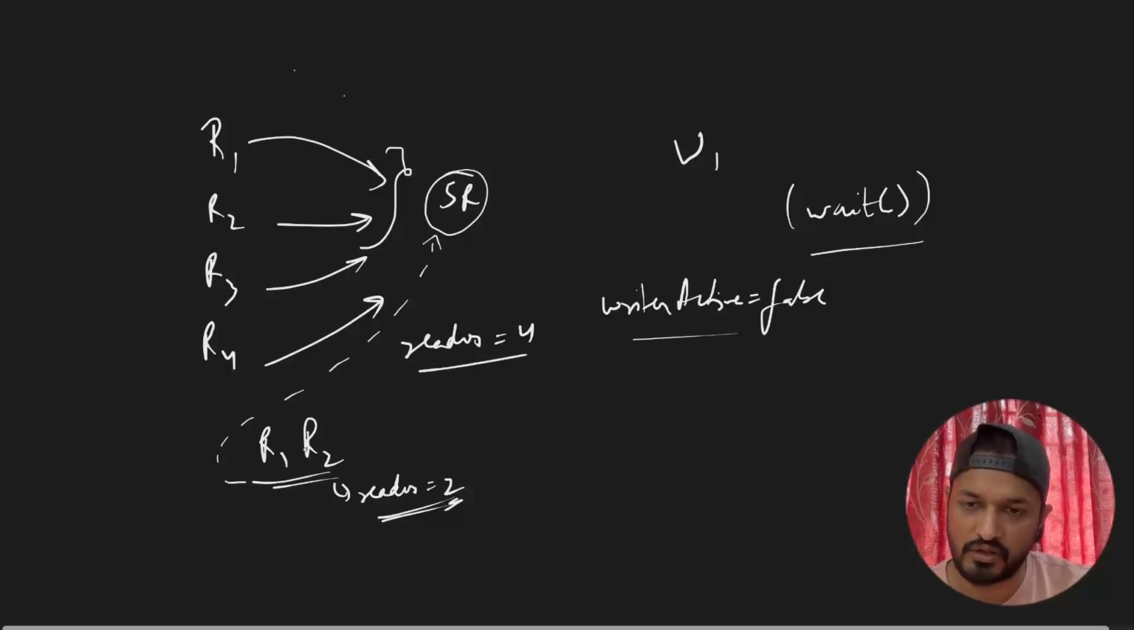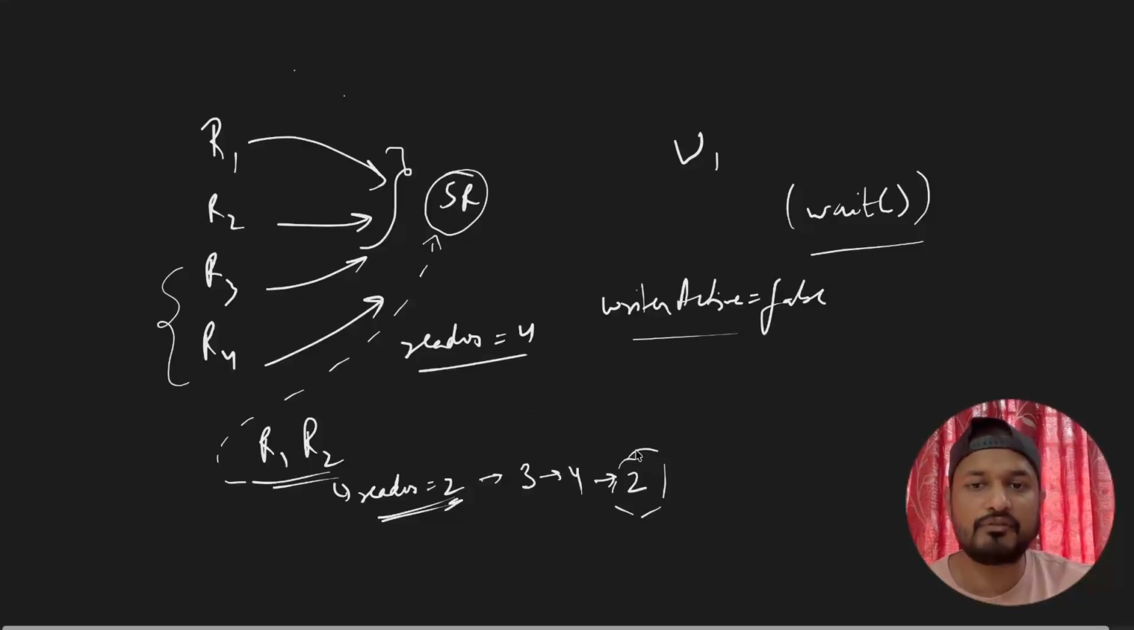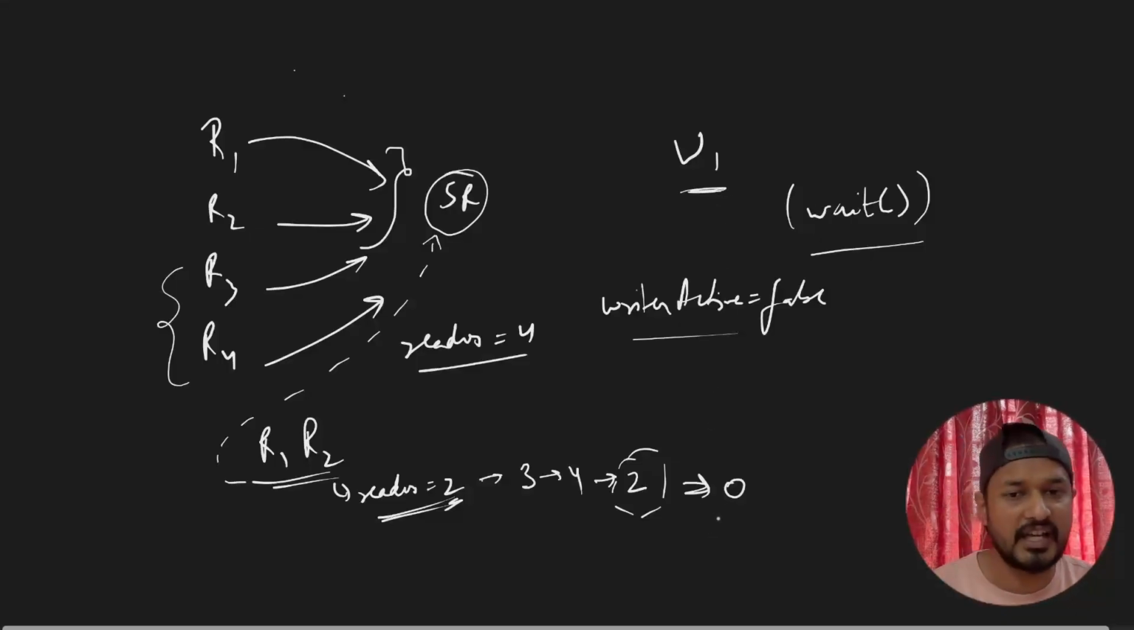So these readers can also read in parallel, correct? Therefore, the value of readers again increments from 2 to 3, then 3 to 4, right? Then R3 and R4 finish reading. When R3 and R4 finish reading, it is very tough for the value of readers to turn to 0 because there are more readers, correct? Therefore, it is highly unlikely that the writer's strict condition will be met and the writer will get access to write. Thus, we have starvation for the writer here, correct?